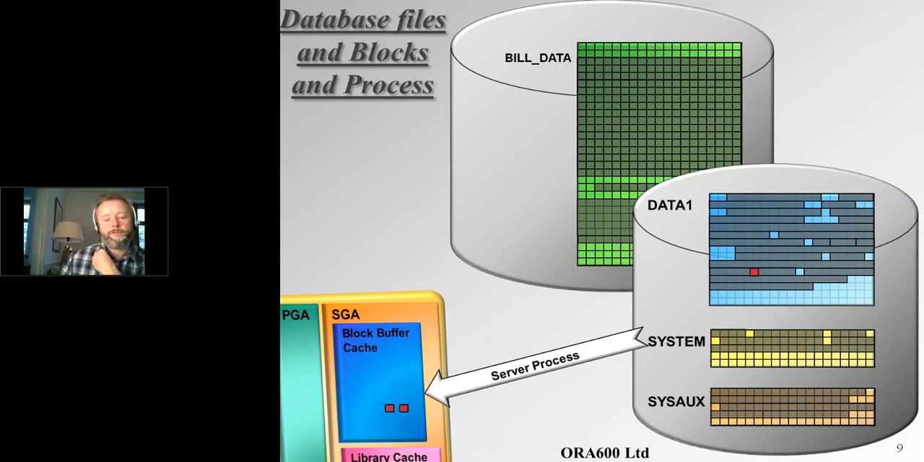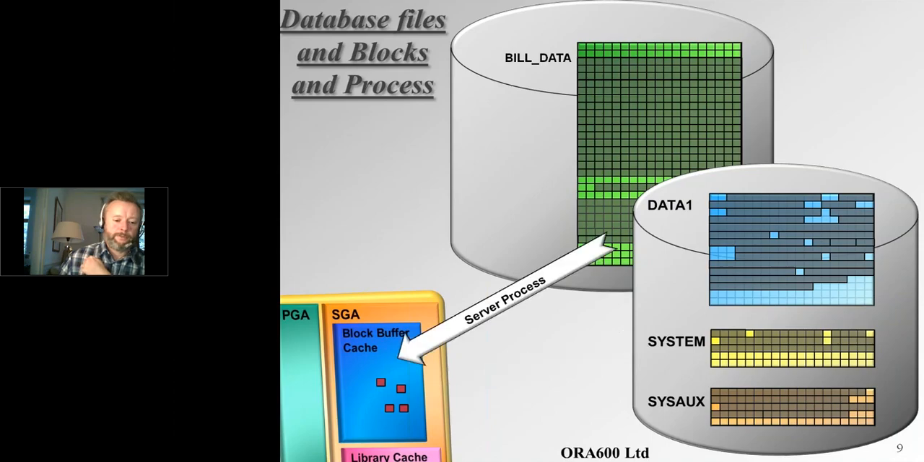It will then go to the data segments and start pulling information into the block buffer cache. Because the only place that any computer program can work on information is in memory. And with Oracle, it's the block buffer cache. The server process might now need some information from a table in a different tablespace on different storage, and again, it just goes and gets it and pulls the information over.